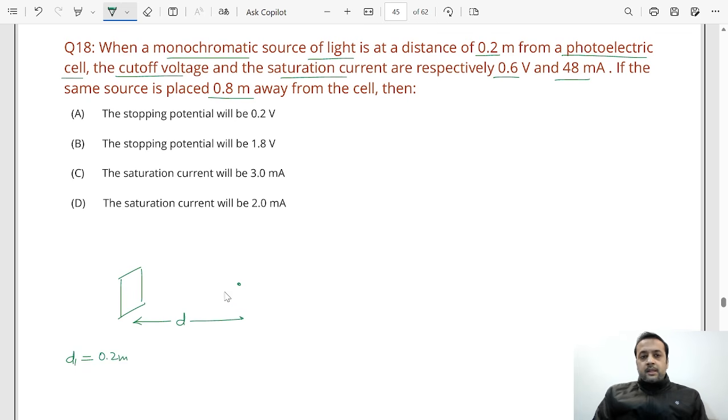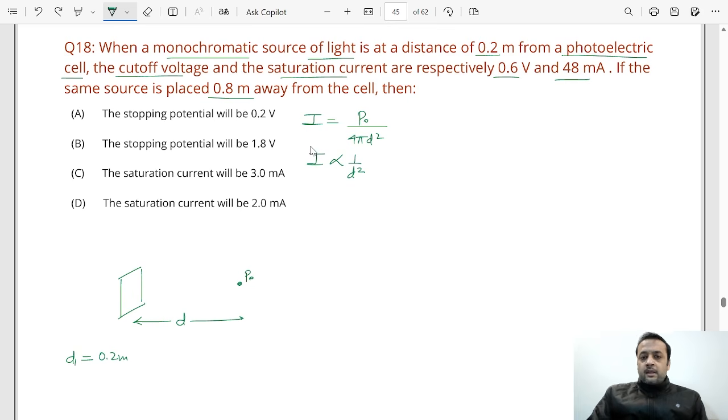Now look, the idea here is that the intensity of the light at the location of the photocell is given as power of the source. Let us say P naught is the power of the source. Power basically means the energy released per second. So intensity is P naught upon 4 pi d square. Essentially, you must understand that intensity of the light is proportional to 1 by d square, where d is the distance between the source of the light and the photocell.